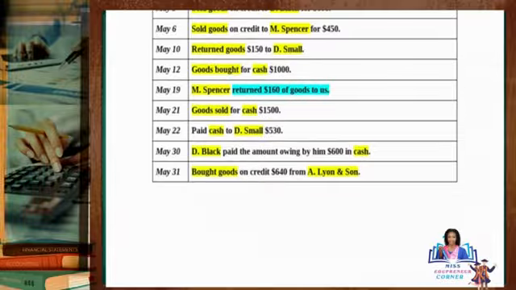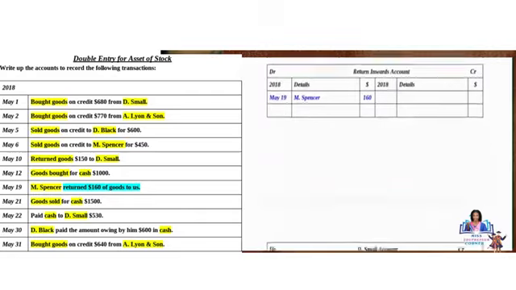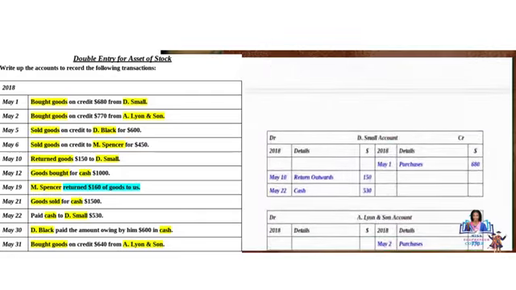On May 10, the business returned goods $150 to D Small. So let's check our return outwards and D Small account. So return outwards right here, May 10, D Small 150. So that's correctly placed. So let's check D Small's account. And there we have it. On May 10, business returned goods valued at $150.